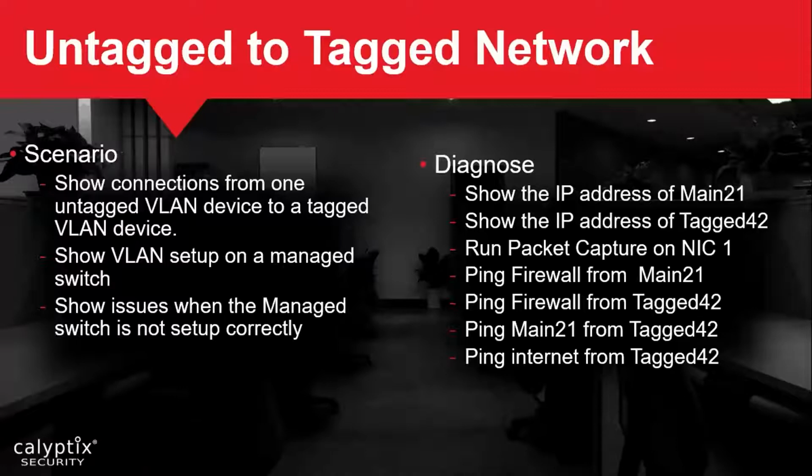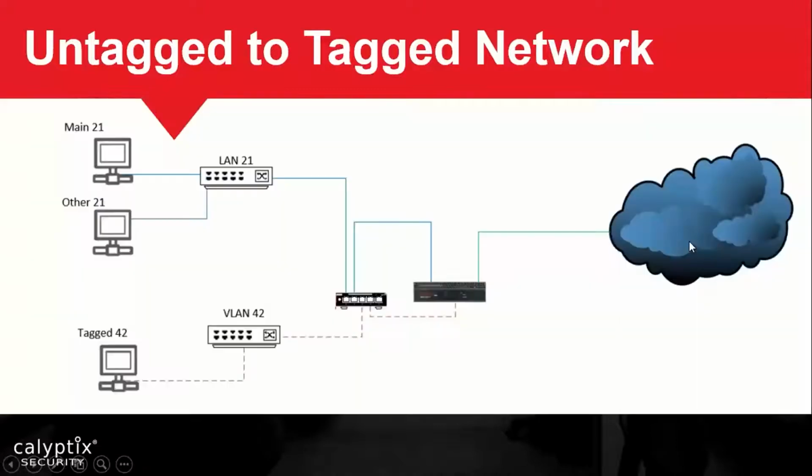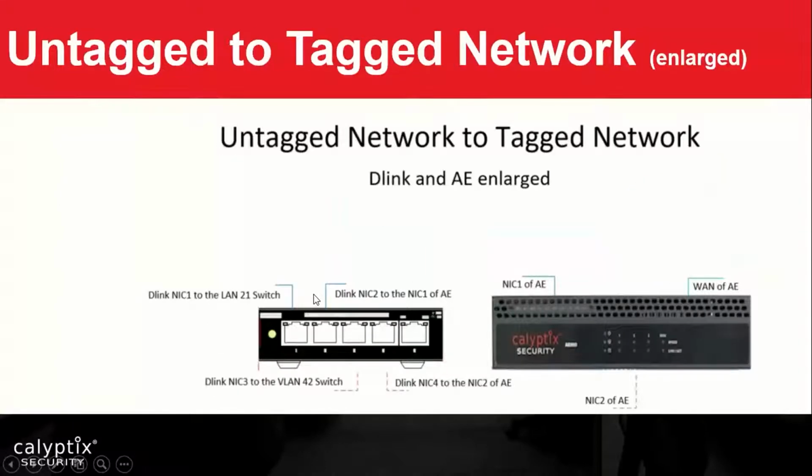So the first thing we're going to do is go from a box that is main 21, and we're going to try to go to tag network, tag 42, that device. So we're going to ping, and we're going to show all of the information that happens when we're trying to get there. This is a diagram from this box here on NIC 1. We are going to try to get to this tag network that's on VLAN 2 and some of the complications that we might have getting there.